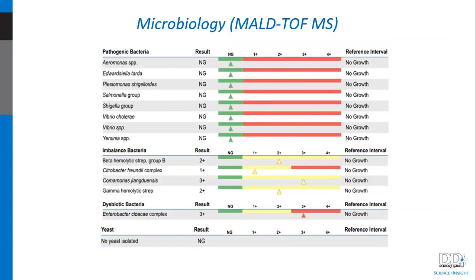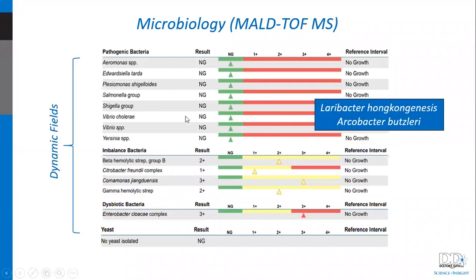Now, it's very important to realize that all of these panels are expandable, even the pathogenic panel, because unique to Doctor's Data, by using our culture conditions and the MALDI-TOF method, we can uniquely report Laribacter hongkongensis and Arcobacter butzleri, which are true pathogens.